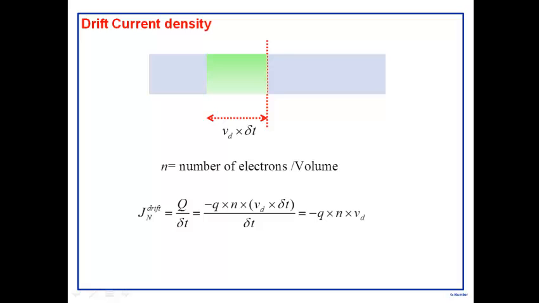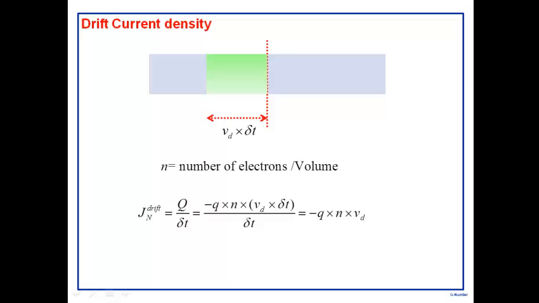Multiplied by this length, Vd into delta t. Right? So in time delta t, all these electrons that you see here will go over to the other side. And therefore, my current density: this is charge per unit area, and this is the time in which this particular charge crosses this cross-sectional plane here. And therefore, my drift current density then comes out to be minus q into n into Vd.